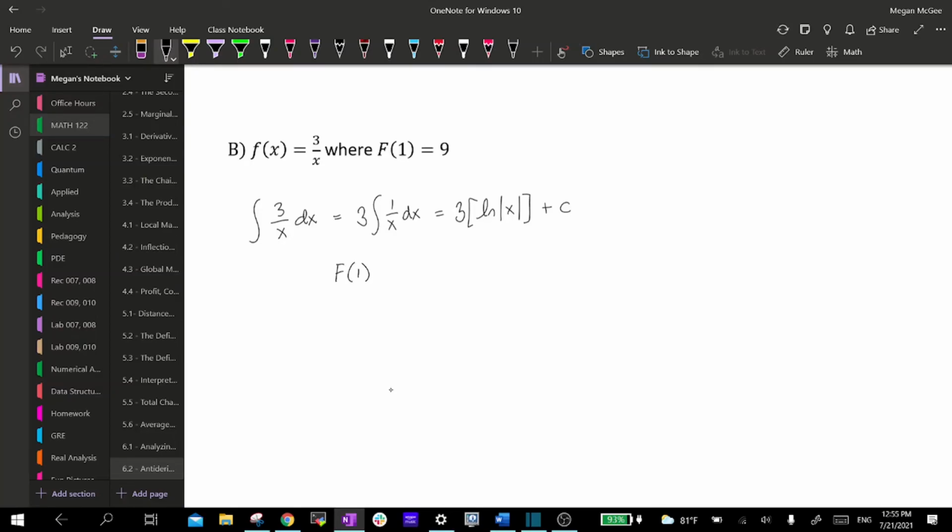All right, so then we have F of 1 is equal to 9. So F of 1 is going to be 3 times the natural log of 1 plus c, which needs to be 9. So we can use our calculator, or we can know that the natural log of 1 is equal to 0. So we have 0 plus c equals 9, which gives us c is equal to 9. So our unique antiderivative is 3 times the natural log of the absolute value of x plus 9.